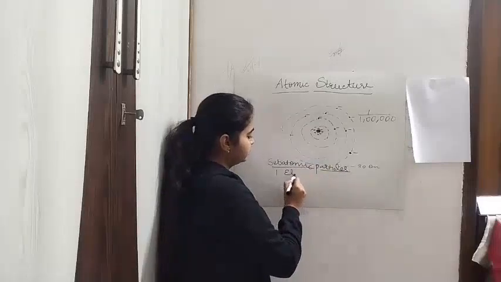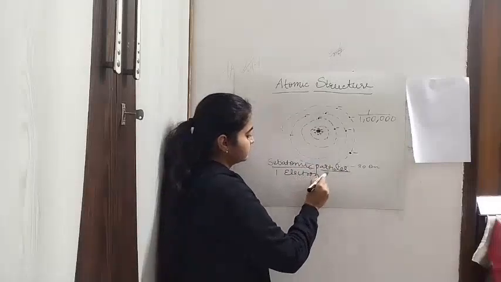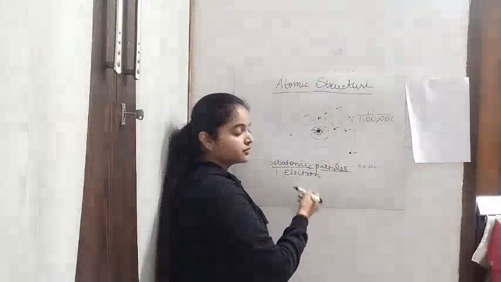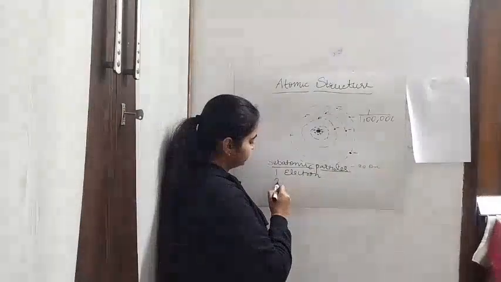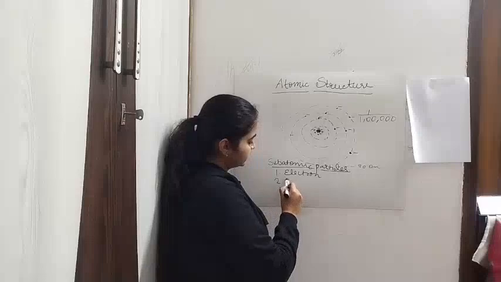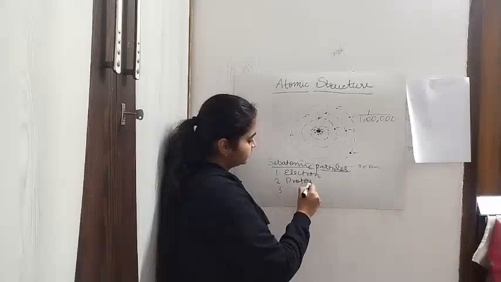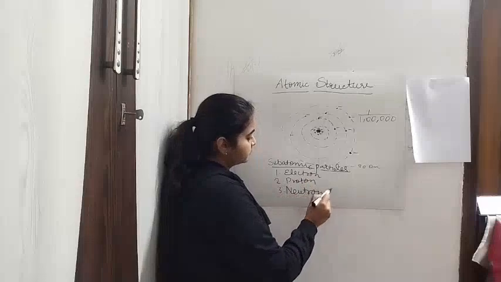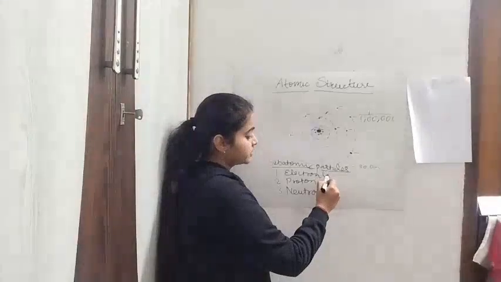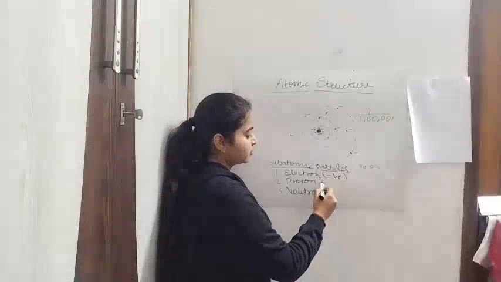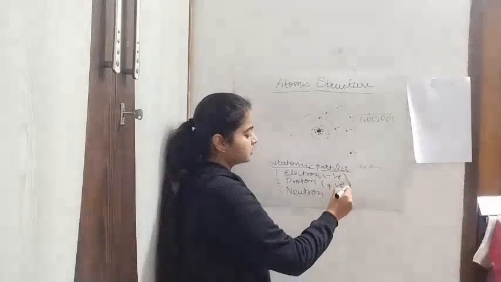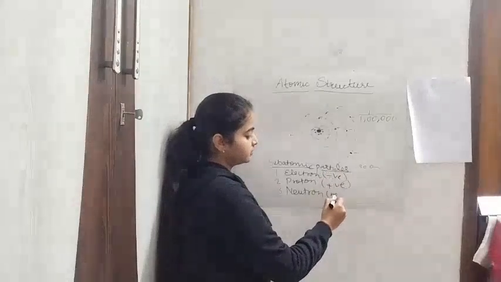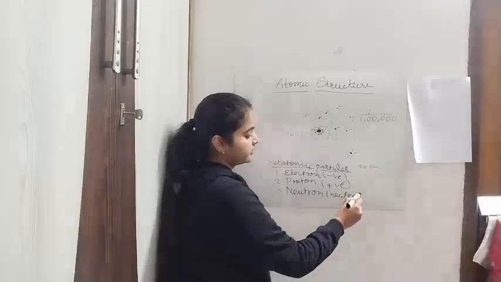First one is electron. We will further read about each one of them in detail. Second is proton, and third one is neutron. Electron has negative charge on it, proton has positive charge on it, and neutron is neutral. It doesn't have any charge on it.